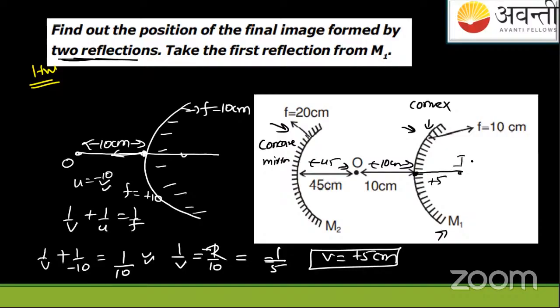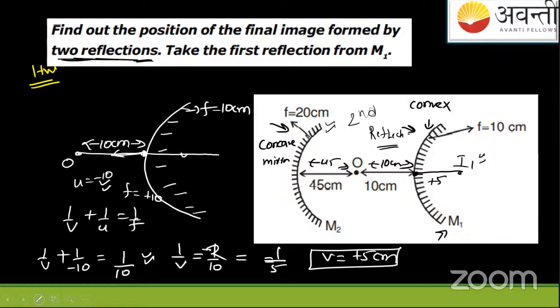Okay, image 1. Now this virtual image will act as a virtual object for this concave mirror, and this will be our second reflection. Because it's given in the question, you only have to take 2 reflections only. Got it? Is it fine? Okay, that's fine. So now let us solve this question.